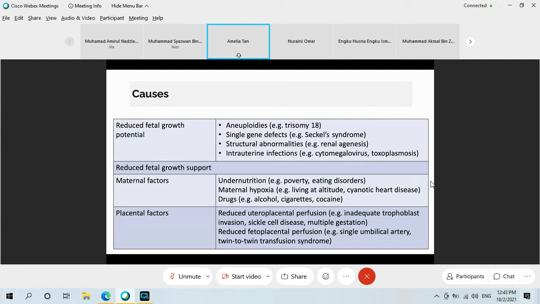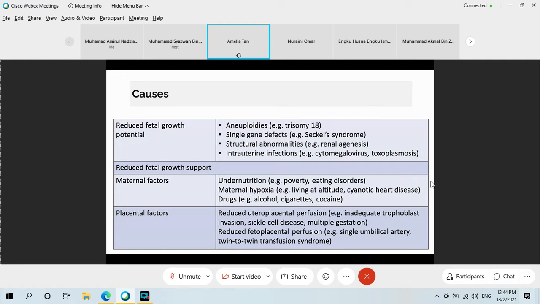Other genetic abnormalities, such as single gene defects and structural abnormalities, will also cause defects in the development of the organ, and thus lead to fetal growth restriction. The last one in this category is intrauterine infection, which includes cytomegalovirus, toxoplasmosis, rubella, and even syphilis. This kind of infection will not only cause defects in organ development, but will also reduce the fetal growth potential.